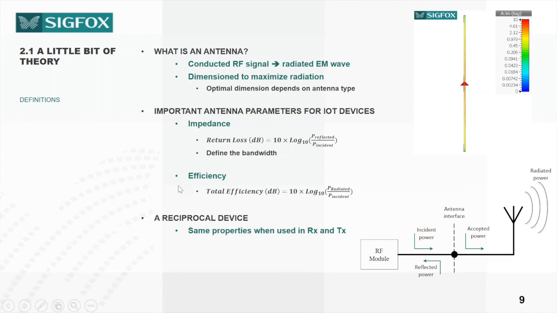The efficiency is basically the ratio between the power radiated by the antenna over the incident power. So these are really the two essential parameters that you need to understand for IoT devices. Then you have other parameters such as gain, etc., but they are, I would say, less important. So if you need to remember two parameters, they are the two. Also, one interesting thing is that an antenna is a reciprocal device or component, meaning that it has the same properties when used in RX or TX mode.